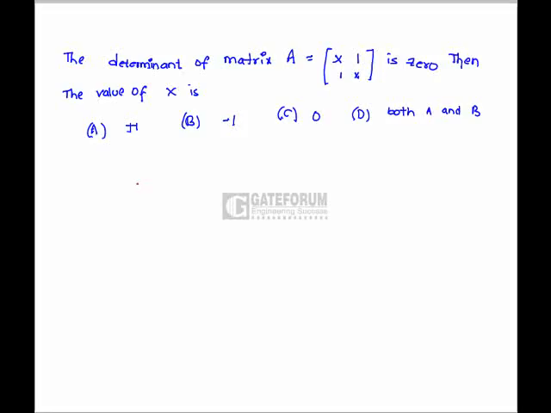The question is, the determinant of matrix A is 0, then the value of x is? Here the determinant of A is nothing but x square minus 1, which is 0 from the given data. So x square is 1, x is under root 1, which is plus or minus 1. Hence option D is correct.